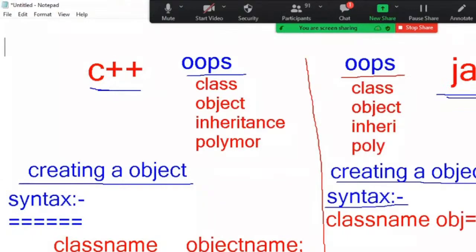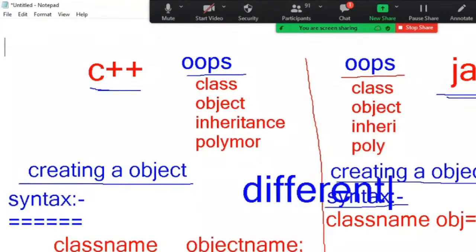Some other syntax is there or not? Yes, observe here. That's why these two languages are syntactically different or the same? Different. Syntactically different. Conceptually, OOPS concepts are the same, but syntactically different. And also functions are totally different. Suppose in C++ I want to display output, cout is a function there, streaming output only.